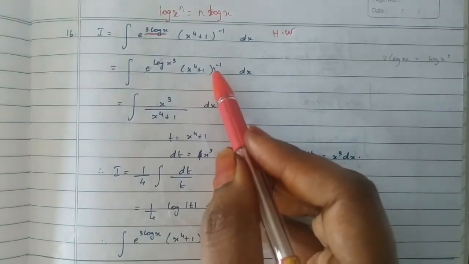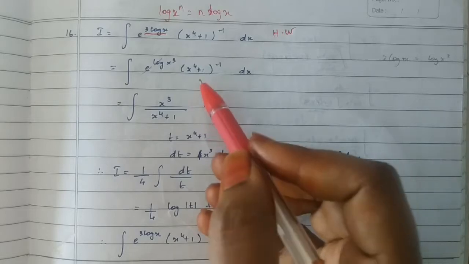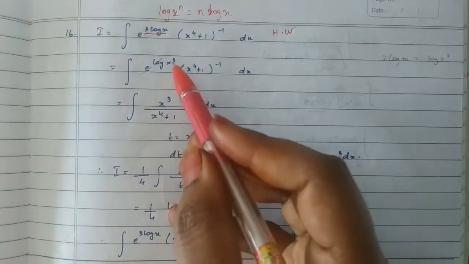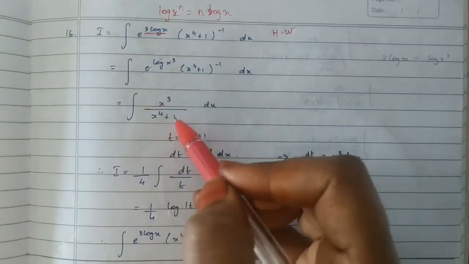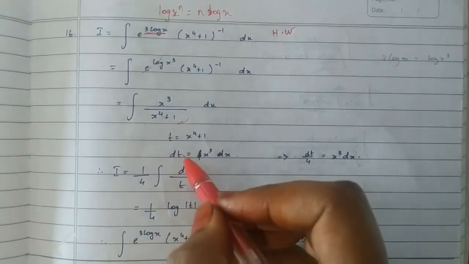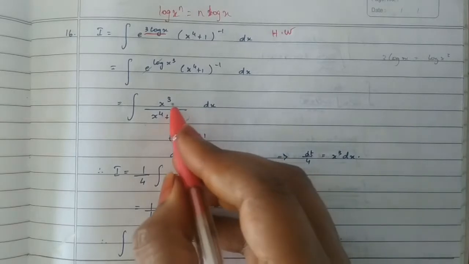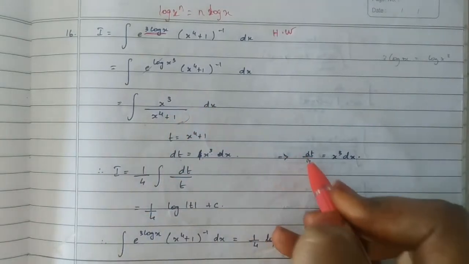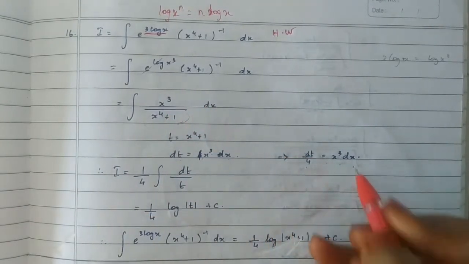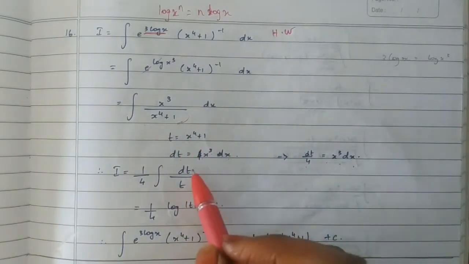(x power 4 plus 1) the whole power minus 1 can be written as 1 by (x power 4 plus 1). Therefore the integral becomes x cube divided by (x power 4 plus 1) into dx. Take x power 4 plus 1 to be t. Therefore dt will be 4x cube into dx. We have x cube into dx in the numerator, therefore dt divided by 4 equals x cube into dx. So substitute the value of x cube into dx as dt by 4.